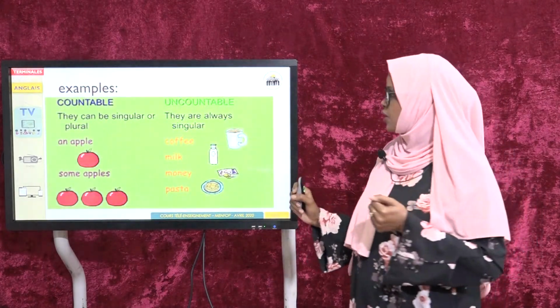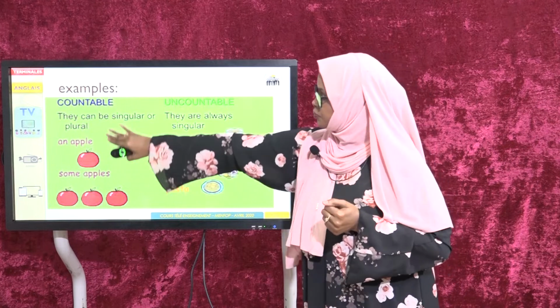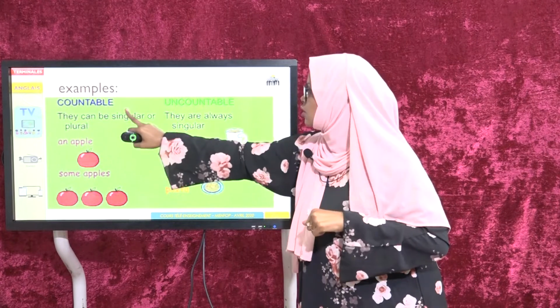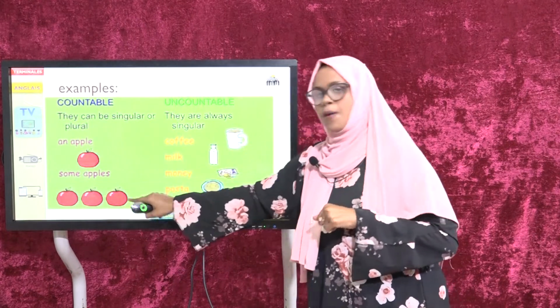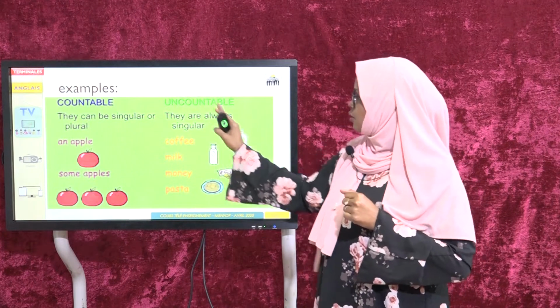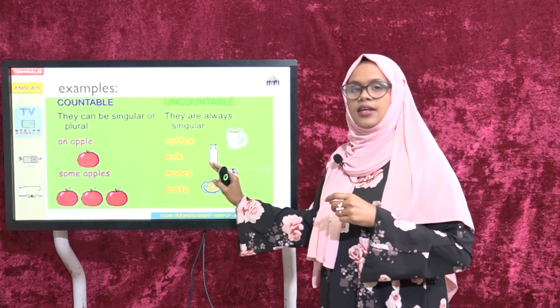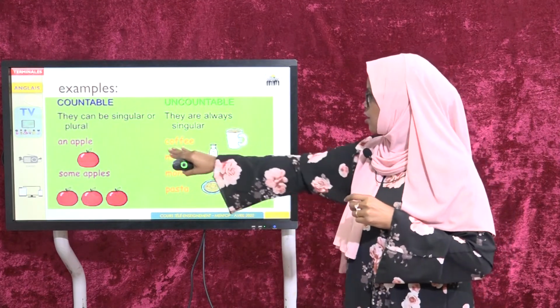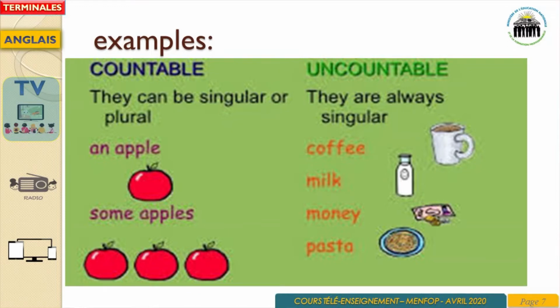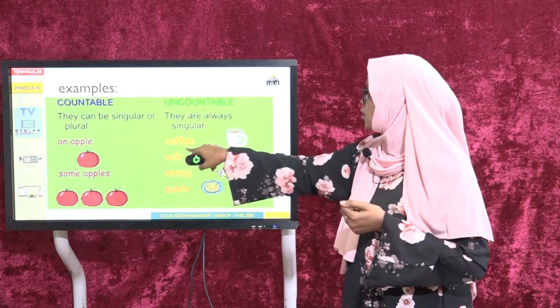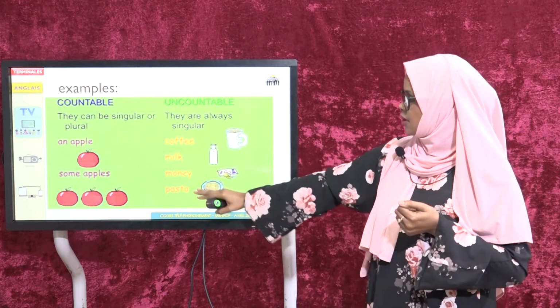Here are more examples, okay? Look at the countable. They can be singular, an apple, 1 apple, or plural, 3 apples, okay? Look at the uncountable part. They are always singular. We cannot put S at the end. They cannot be in plural, okay? Coffee, milk. Can they be plural? No, because they cannot be counted. They are uncountable. Coffee, milk, money, and pasta.